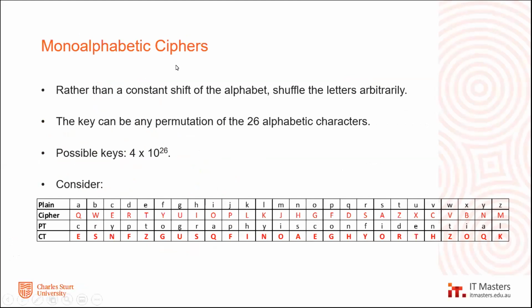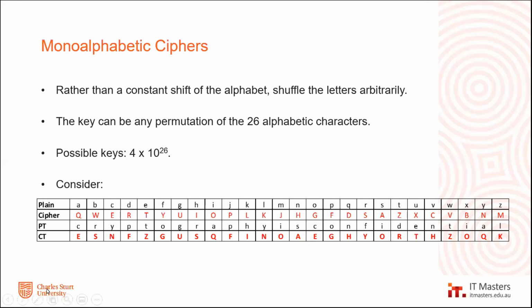If we have a look at a monoalphabetic cipher, what they do is, rather than a constant shift of the alphabet, they will shuffle the letters arbitrarily. And the key can be any permutation, if you like, of the 26 alphabetic characters. So that means we've got 4 times 10 to the 26 possible keys. So there's a lot more keys we can look at, a heck of a lot more.